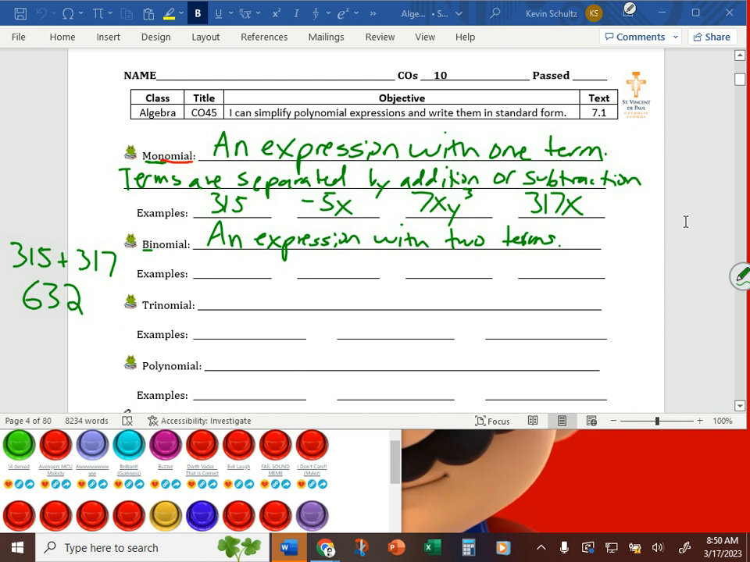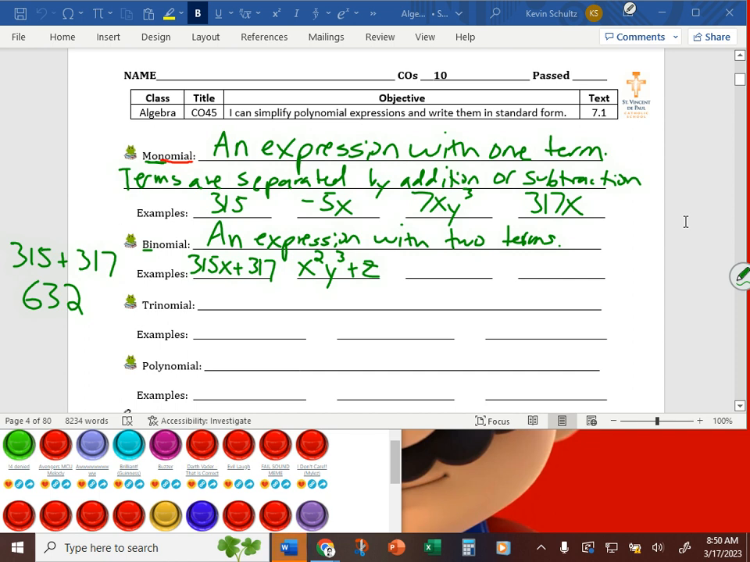Eli? Add x. Sure. Give one of them a variable. 315x plus 317 would be a 2-termed expression. They're not like terms, can't be combined. You've got addition in there. That would be a binomial. Another one, something like x squared y cubed plus z. Right? X squared y cubed is one term. We're adding. So now we have a second term, z. That is a binomial as well.